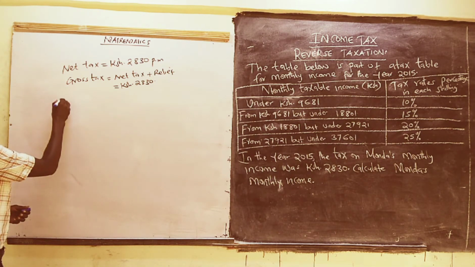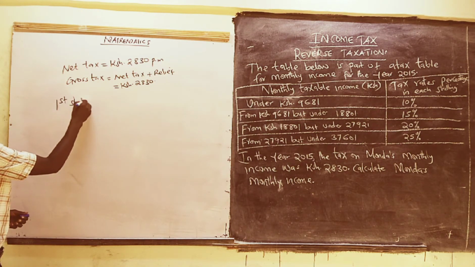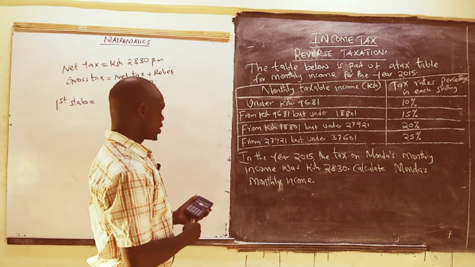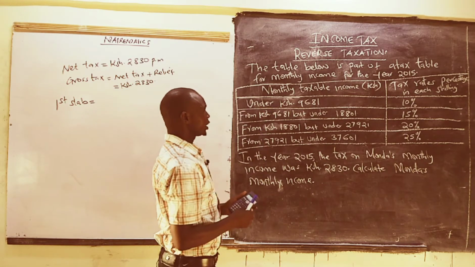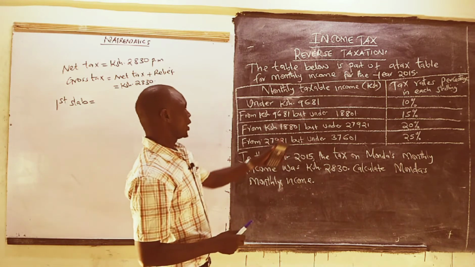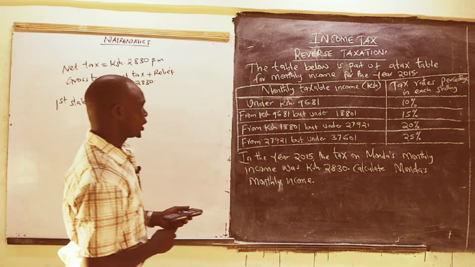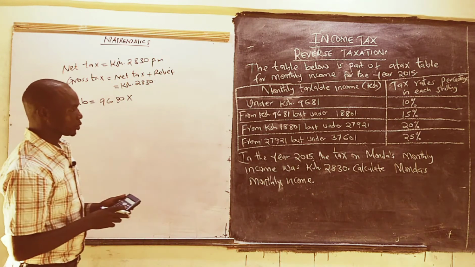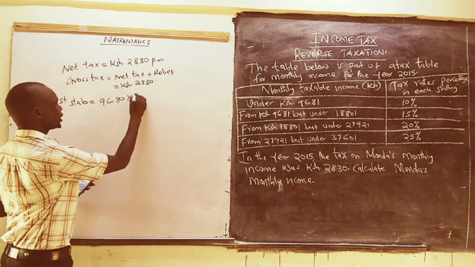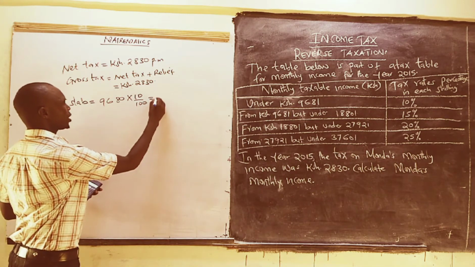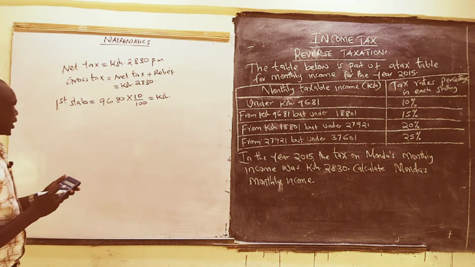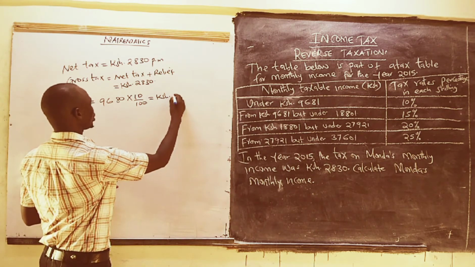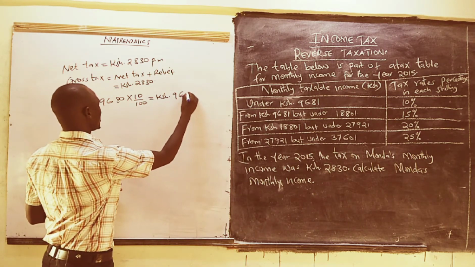That is, we are going to start with the first slab, just as we do in our forward taxation. Under this one here, we have under Kenya shillings 9681. The figure that is under 9681 is actually 9680. We are going to tax it at 10%, meaning 10 out of 100. And this one is going to give us Kenya shillings 9680 times 10%, which is 968.